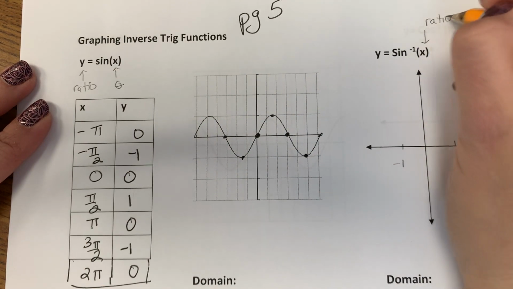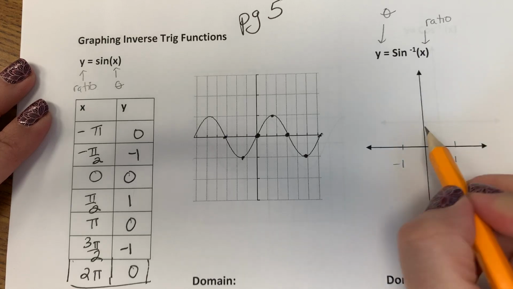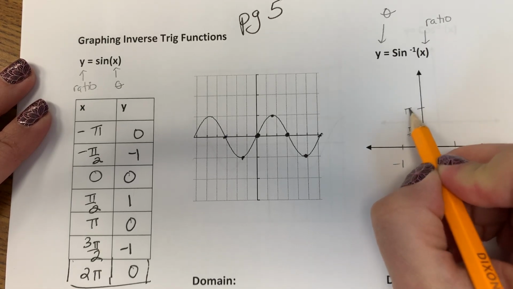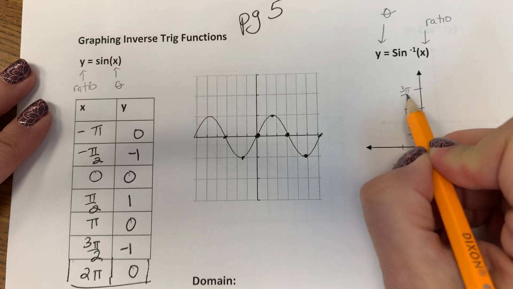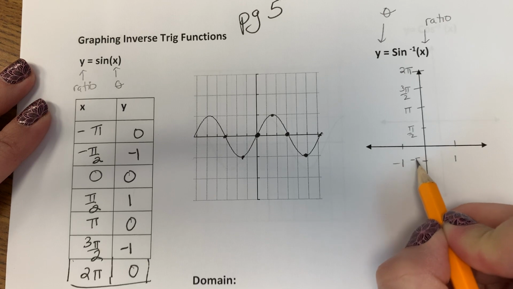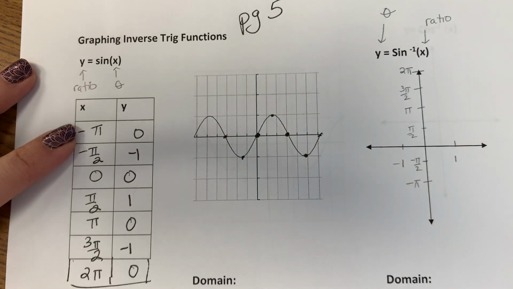X is the ratio and y, the output, is the angle. So I'm going to go positive pi over 2, positive pi, 3 pi over 2, 2 pi, then we're gonna go negative pi over 2, down negative pi, and I'm gonna stop there because that's where my table stopped. And this is the part, if you're following along with me, you have to use pencil because I'm gonna erase some of what I graph over here.